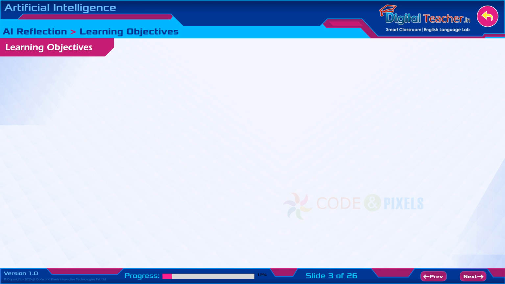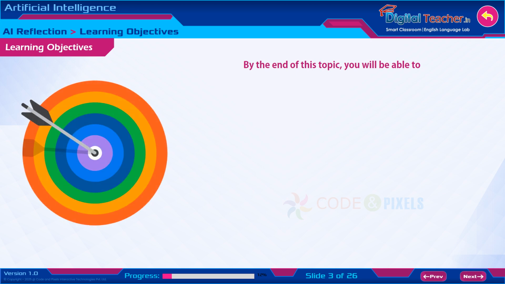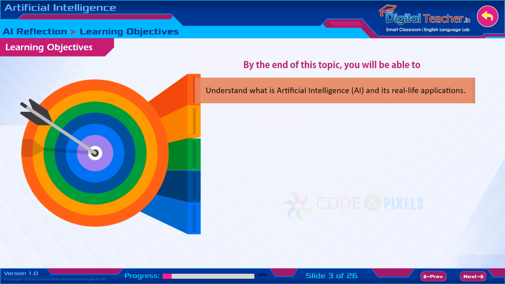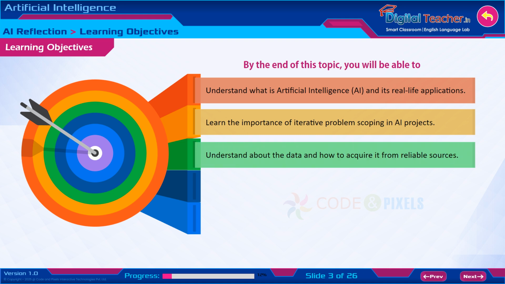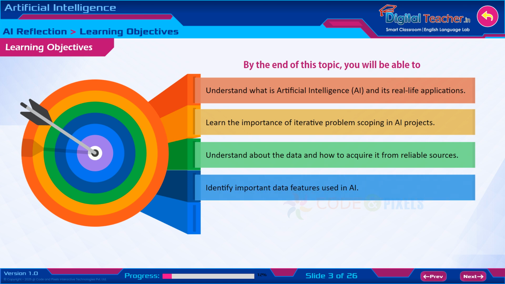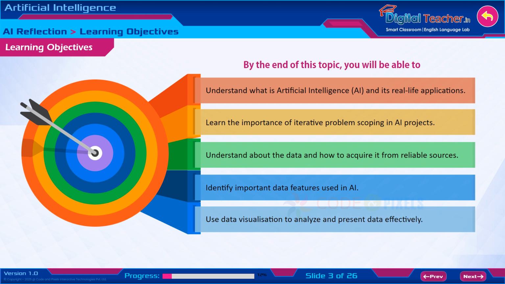Learning objectives. By the end of this unit, you will be able to understand what is artificial intelligence and its real-life applications. Learn the importance of iterative problem scoping in AI projects. Understand about the data and how to acquire it from reliable sources. Identify important data features used in AI. Use data visualization to analyze and present data effectively.